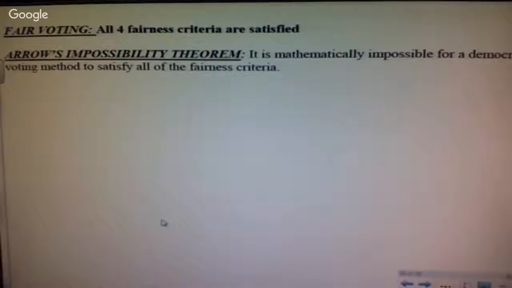All right. So, fair voting. Fair voting is only when all 4 fairness criterion are satisfied. Unfortunately, that's 100% impossible. Okay. It's never going to happen, which is why we have such debates with our elections, okay, and everything going on.